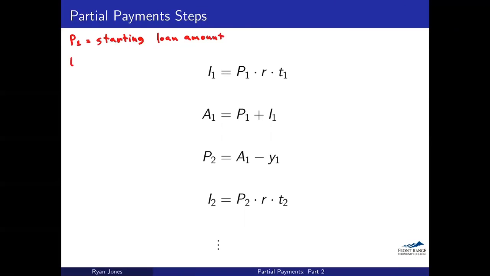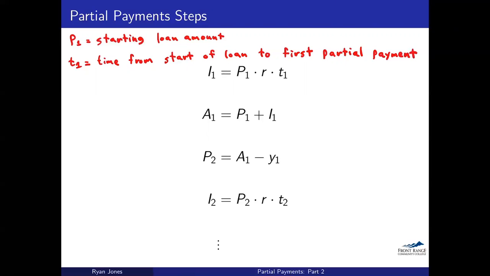And then T1 is the time from the start of the loan to the first partial payment. So it's the amount of time that passes from when you first take out the loan until you make your first partial payment.